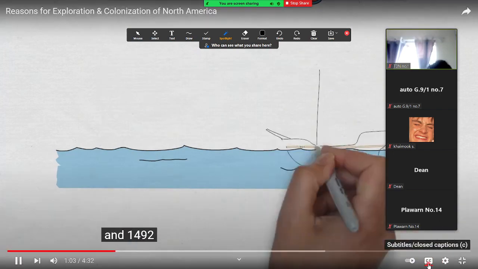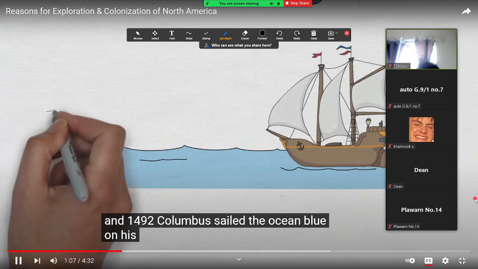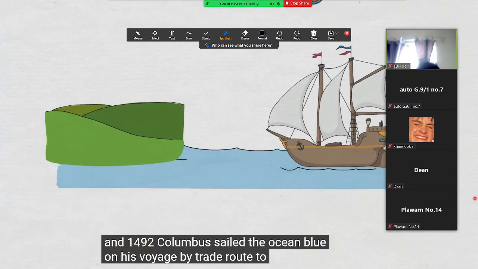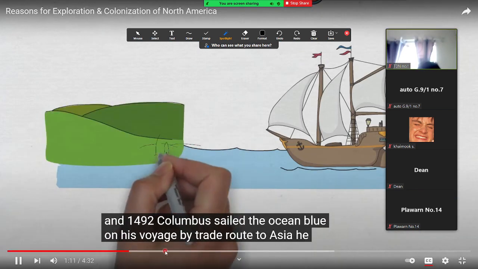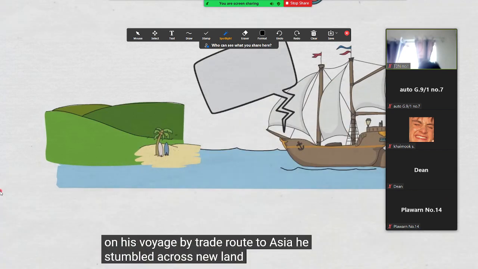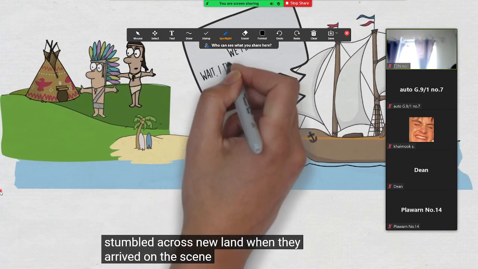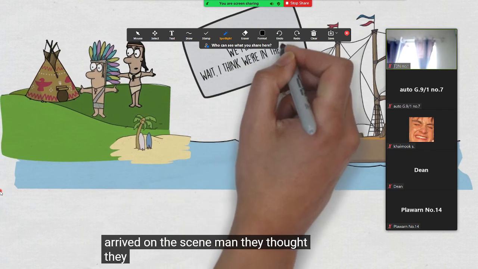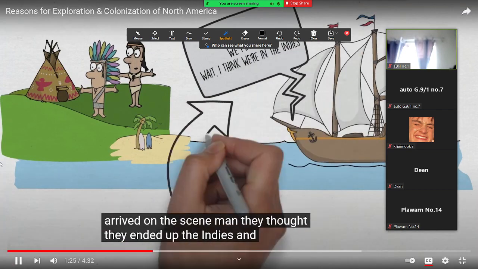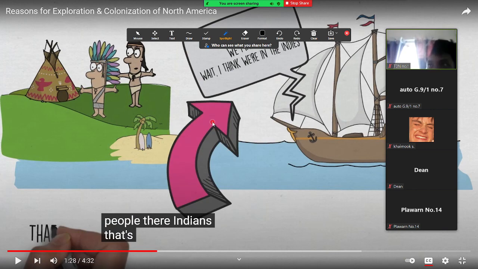In 1492, Columbus sailed the ocean blue. On his voyage to find a trade route to Asia, he stumbled across new land. When they arrived on this new land, they thought they ended up in the Indies and called the people there Indians.